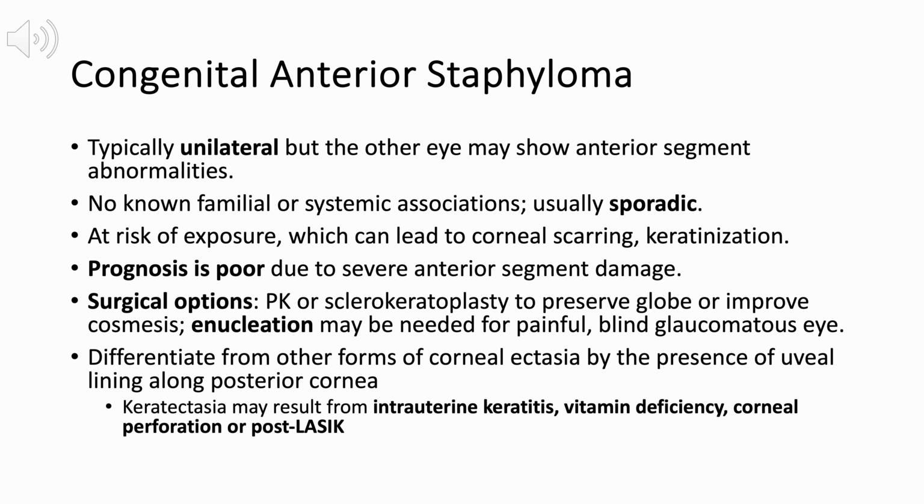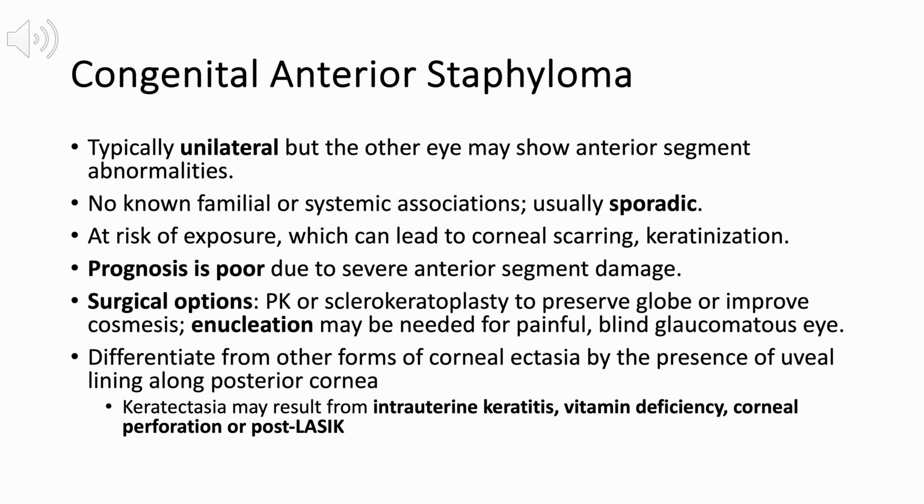Congenital anterior staphyloma is typically unilateral, although the other eye may occasionally present with anterior segment abnormalities. It has no known familial or systemic associations and is usually sporadic. Patients are at risk of exposure-related complications such as corneal scarring and keratinization, and the prognosis is generally poor due to severe anterior segment damage. Management options include surgical intervention, penetrating keratoplasty, or sclerokeratoplasty to preserve the globe or improve cosmesis. In cases of a painful, blind glaucomatous eye, enucleation may be necessary.